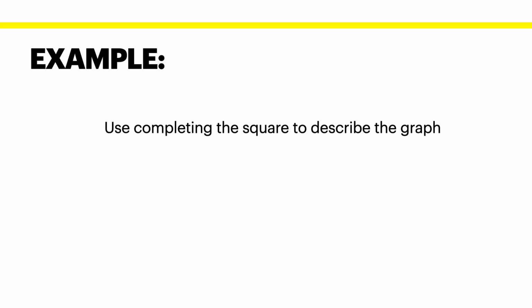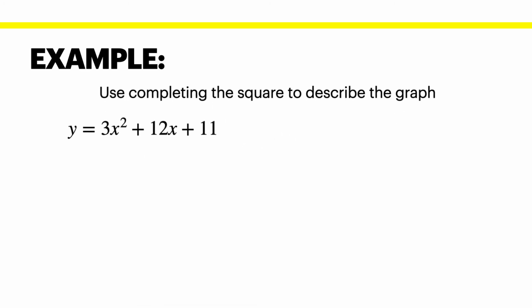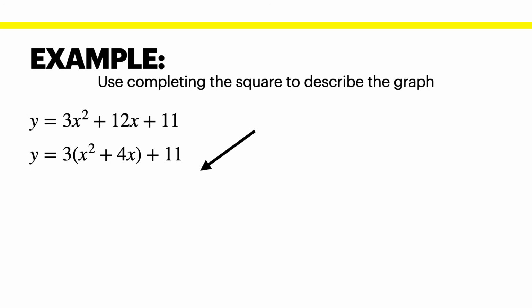Use completing the square to describe the graph y is equal to 3x squared plus 12x plus 11. Now, look at this. We have to isolate the x terms: 3 quantity of x squared plus 4x, plus 11. I took out the 3 because it's easier to complete the square if your x squared has just a 1 in it.